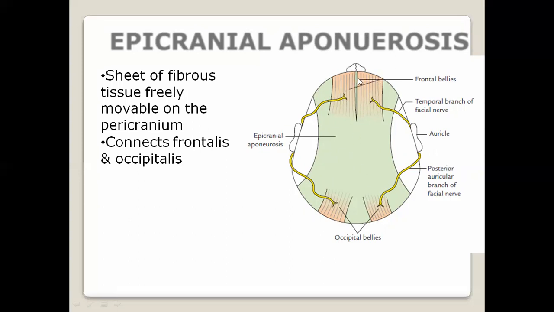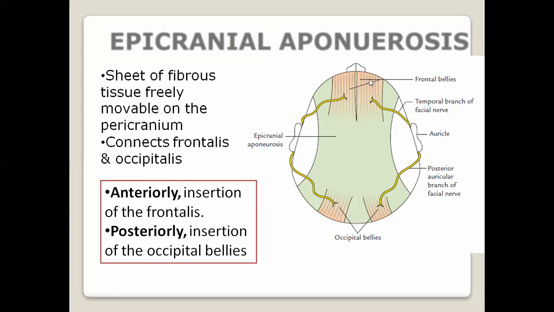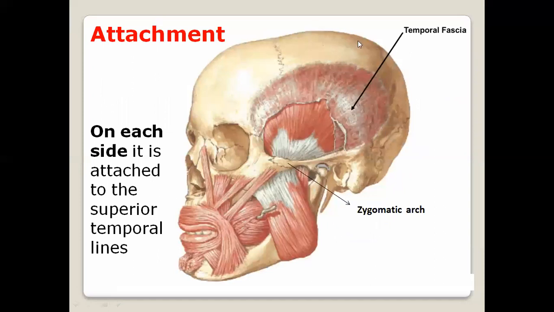In the front, you can see the frontal belly of occipitofrontalis. In the behind, you can see the occipital belly of the occipitofrontalis. So anteriorly, it receives the insertion of the frontal muscle, and posteriorly, it receives the insertion of the occipitalis muscle.